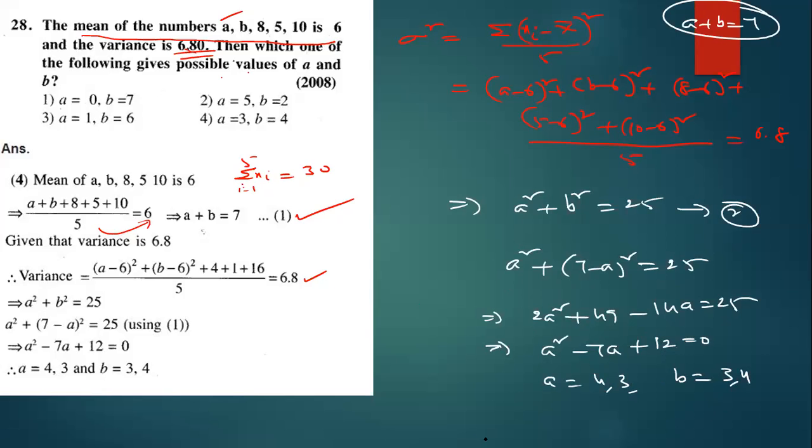So based on the options, you can verify and get the answer. But what is the option now? a is 4, b is 3. If a is 3 then b is 4. So the option is D. 2008 previous question. D.